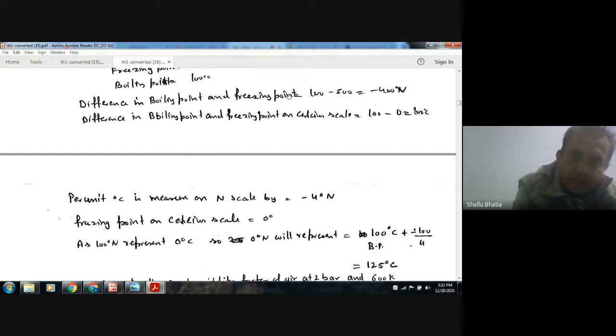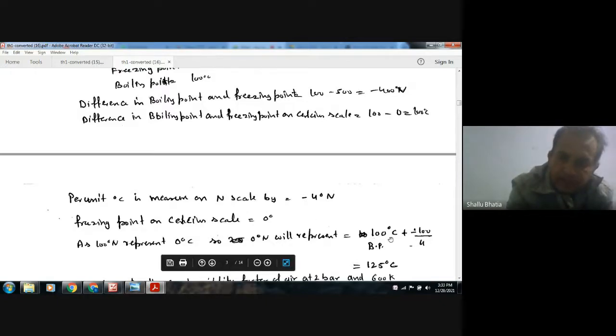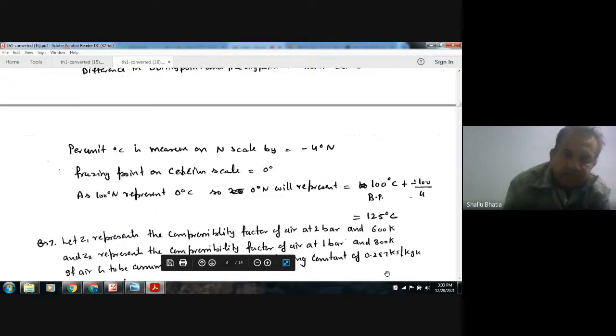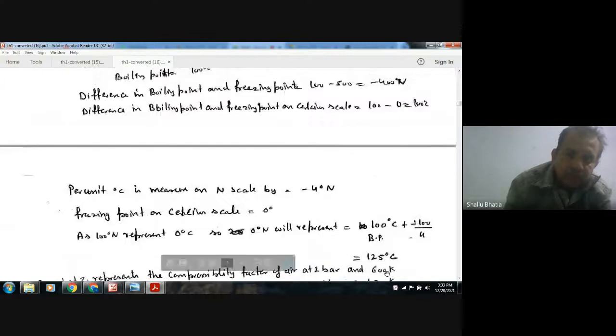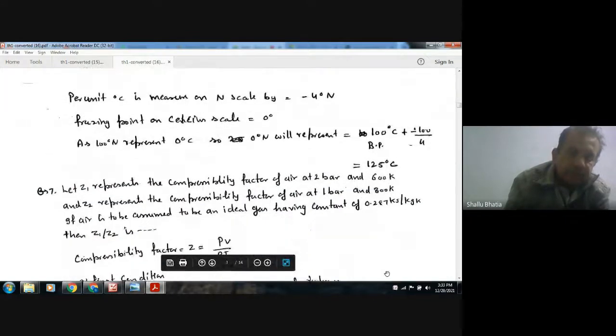100 divided by 4, because per degree Celsius there are 4 degrees N. So here it will be 100 degree Celsius plus minus 100 divided by minus 4, so it will be equal to 125 degree Celsius. Okay, so the answer is 125 degree Celsius.